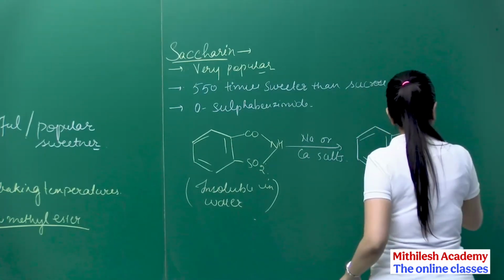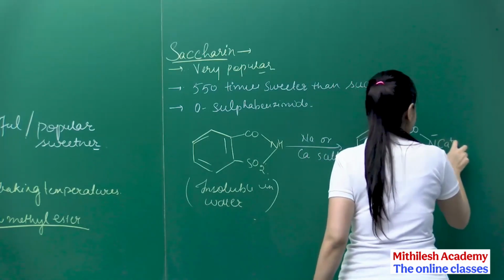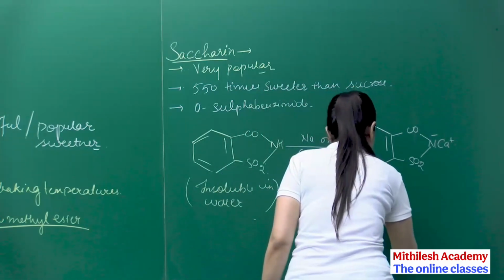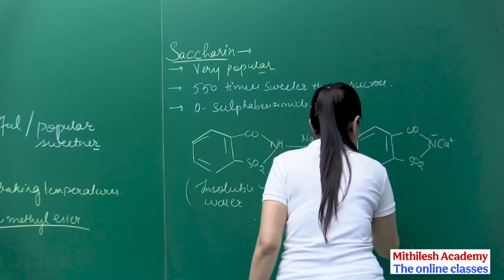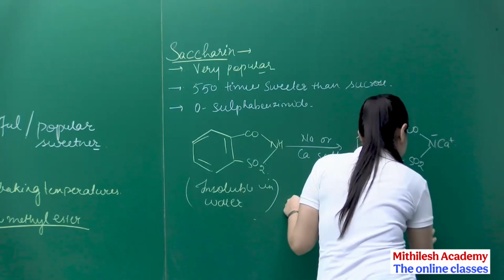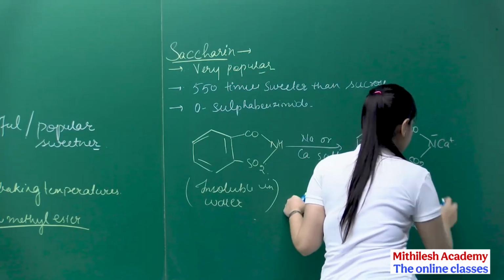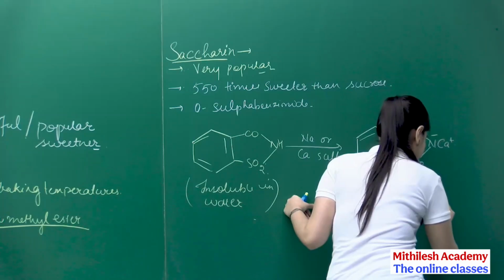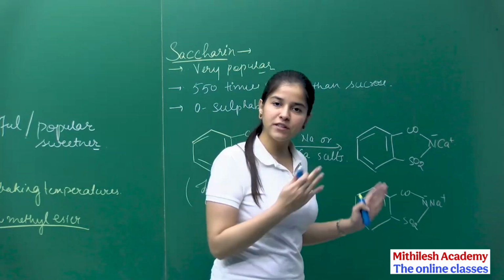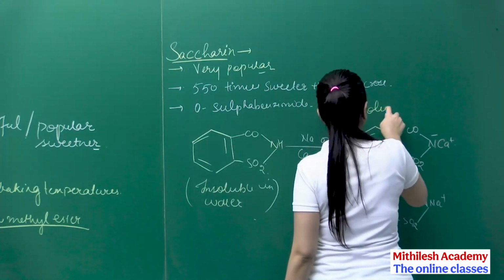And what do I have? N minus Ca plus, that is one salt, the calcium salt which we can use. And what is the another one? I have got the sodium salt as well. So that is N minus Na plus. So that is what we are going to use. Now these salts are pretty much soluble in water.